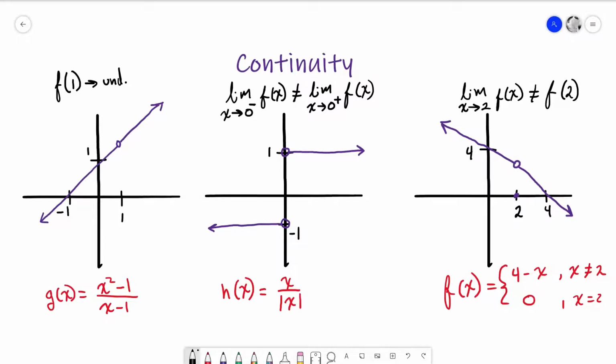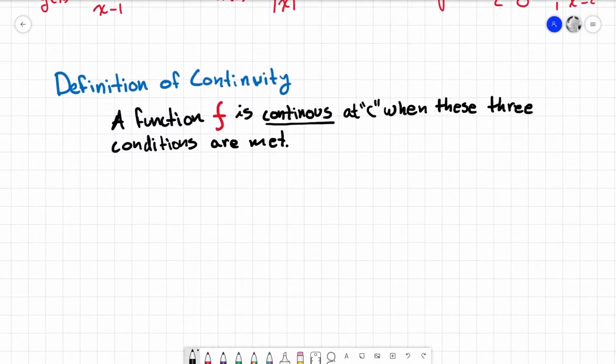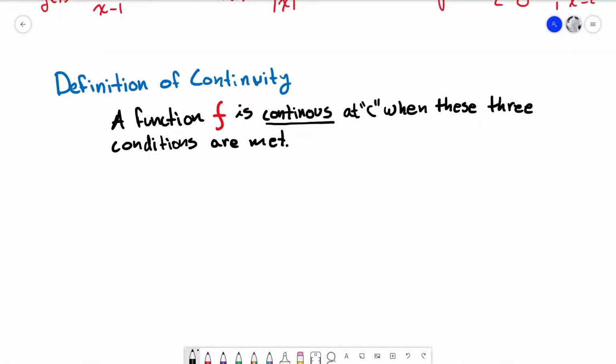And these 3 examples naturally lead us to come up with a pretty important definition of continuity that you should definitely know and memorize. So the definition of continuity is the following. We can say that a function f is continuous at a point c when the function has to be defined at c. So this has to be defined.